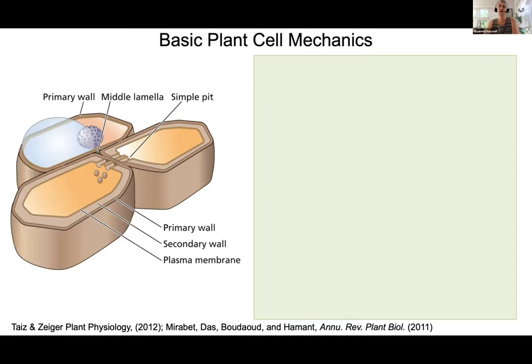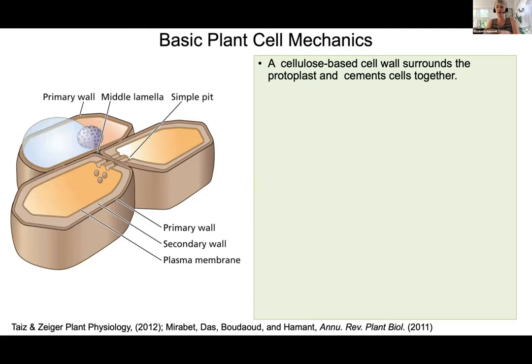So plant cells, like bacteria, are surrounded by a cell wall. In plants, they're made out of primarily a sugar-based system called cellulose, and this both surrounds the protoplast, or you know, the bag of cellular components, and it cements the cells together. Inside is the large vacuole, which you can see here as a blue blob. This is a huge organelle that has a lot of purposes, but for our purposes here, it stores water and helps drive what's called turgor pressure.